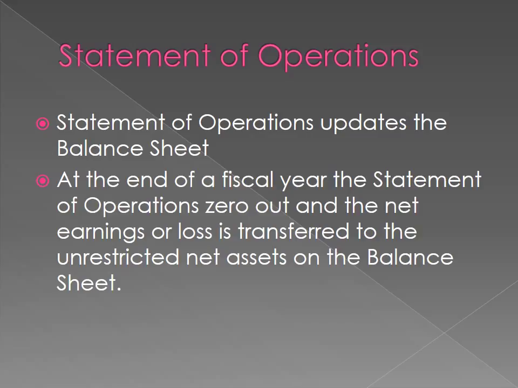The balance sheet is a snapshot in time, typically at year end, as to the health of the organization, and lists all the assets and liabilities. We'll get into that in a little bit. But at the end of a fiscal year, the statement of operations zeroes out, and the net earnings or loss is transferred from the statement of operations over into the unrestricted net assets on the balance sheet. And so the balance sheet is then updated from the statement of operations.